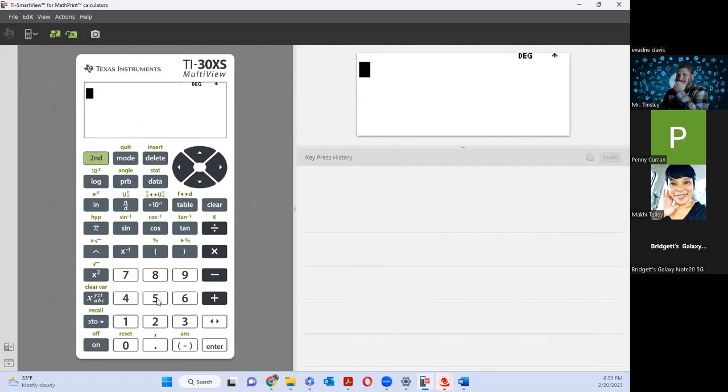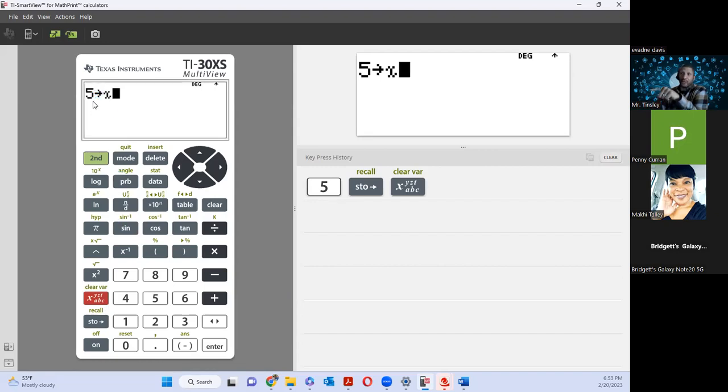You said 5. X is 5. Then you go to store, and you press enter, and you say X is 5. No, you hit your variable button first. Yes, you hit your variable button.